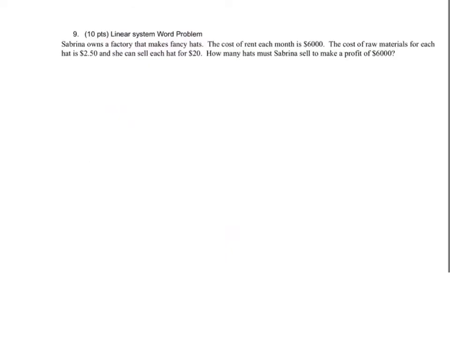Alright guys, let's take a look at question number 9. Again, we're on version number 1. This is a linear system word problem. Sabrina owns a factory that makes fancy hats. The cost of rent each month is $6,000. The cost of raw materials for each hat is $250, and she can sell each hat for $20. How many hats must Sabrina sell to make a profit of $6,000?